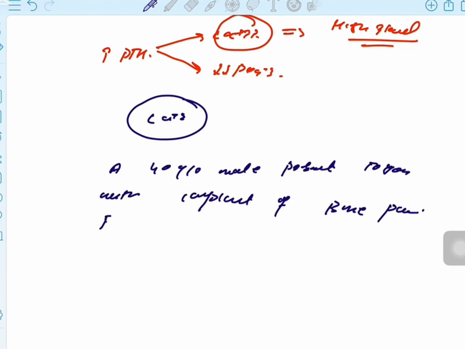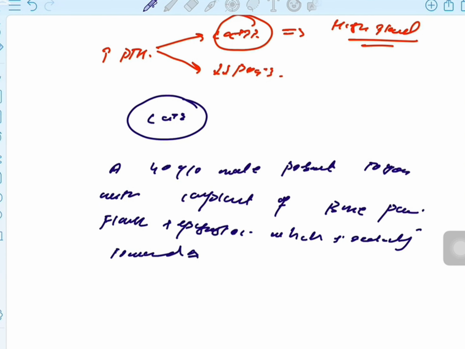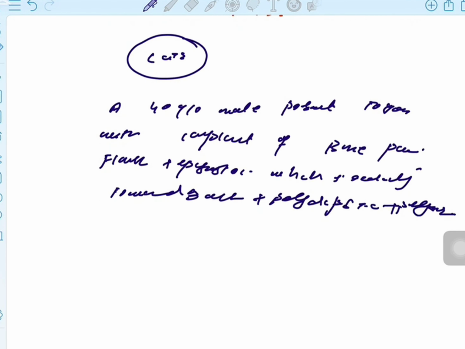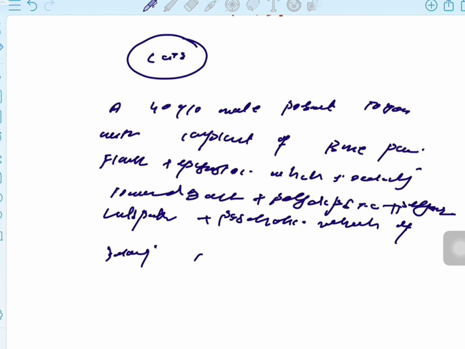pain, flank pain, epigastric pain which is radiating toward back, polydipsia, polyuria, constipation, polydipsia. Other than that, psychotic problem, illness. Which of the following is high in this patient?